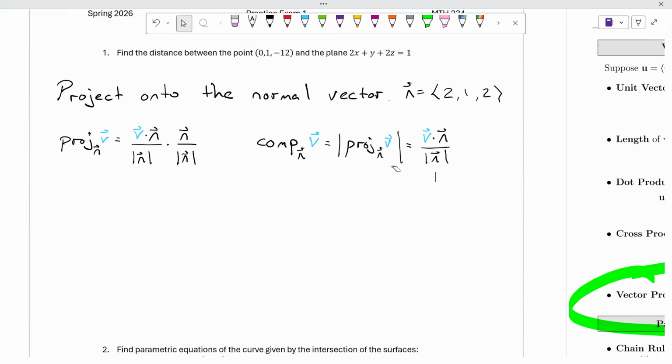So with that together, I need to figure out what my vector v ought to be. I don't actually have it yet. In this particular case, v should just be any vector that connects my plane to the point that's given, the point (0, 1, -12). So I need to find any point on my plane. So let's do that. Find any point on the plane.